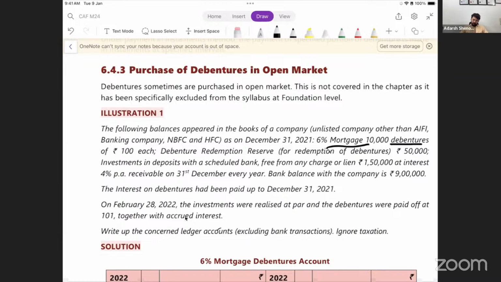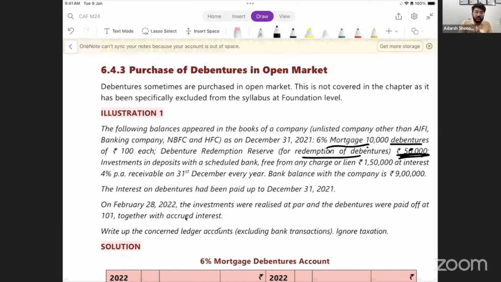So there are 6% mortgage debentures, 10,000 of 100 each. So how much would that be? 10,000 into 100, same like our earlier question, 10 lakhs that will be. Debenture redemption reserve is for redemption of debentures, 50,000. Is it sufficient? No. On 10 lakh, I should create a 10% reserve, that is 1 lakh, but they have done a reserve of only 50,000. So this is not sufficient.